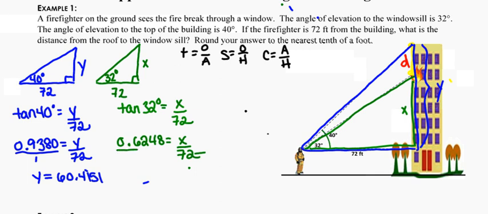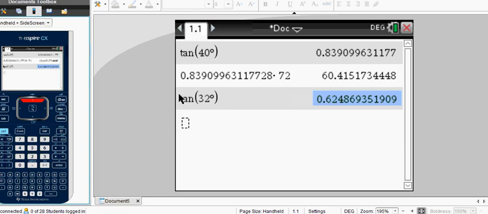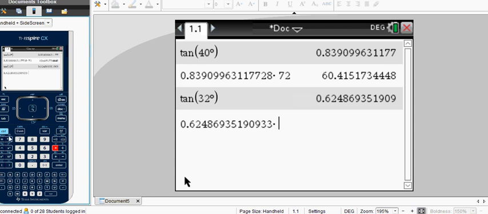And once again, I'll turn that into a proportion by putting that over 1 so that I can cross multiply. And once again, when I cross multiply, I'm going to use the whole decimal display in my calculator, not just the rounded or the 4-digit decimal that I've put on my paper.